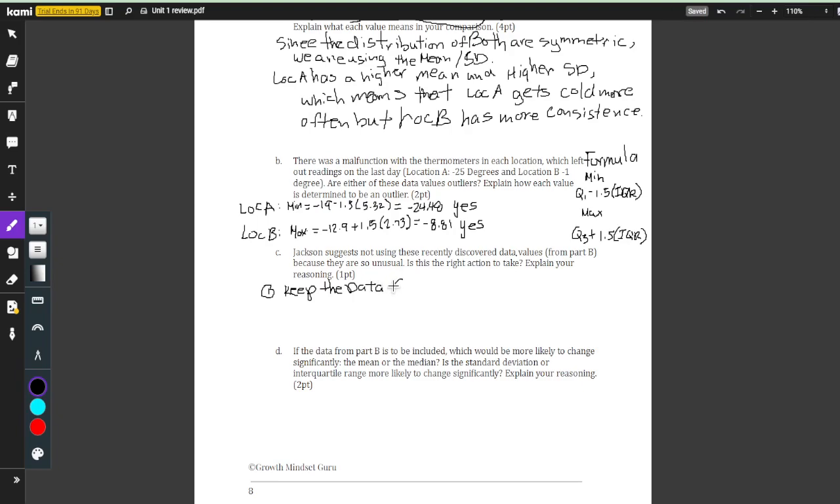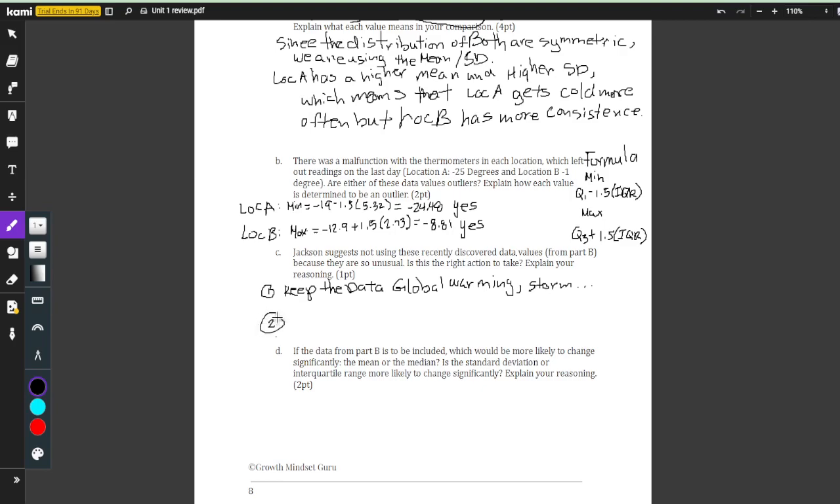It could have been global warming. Could be global warming. Could be some other case. It could be some kind of weather phenomenon. Could be a storm, etc. Then we would have to keep the data because it's a natural occurrence and everything like that. We would have to keep the data to see what would happen, natural occurrences and stuff like that.